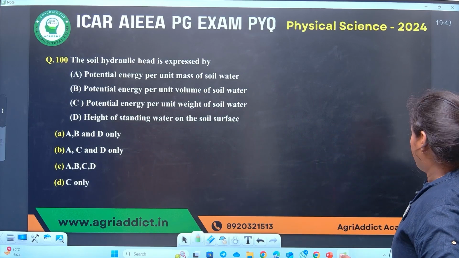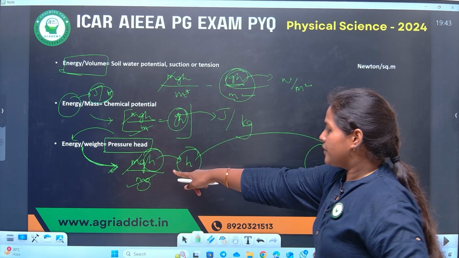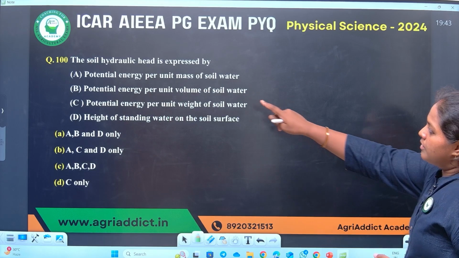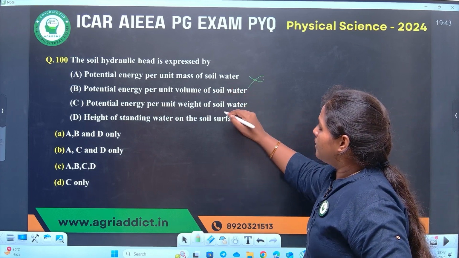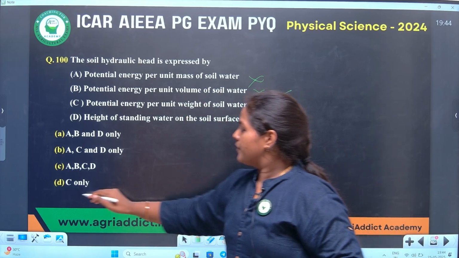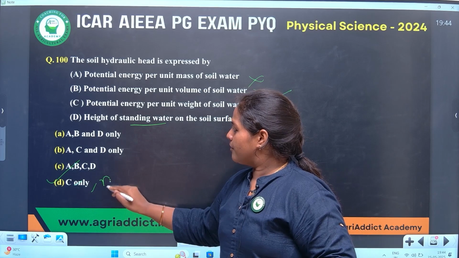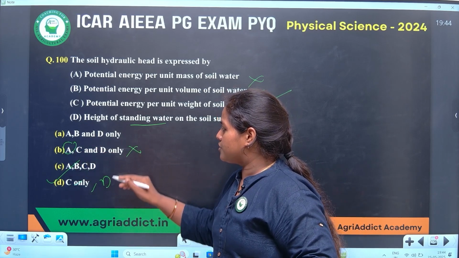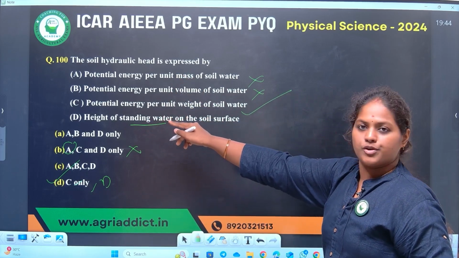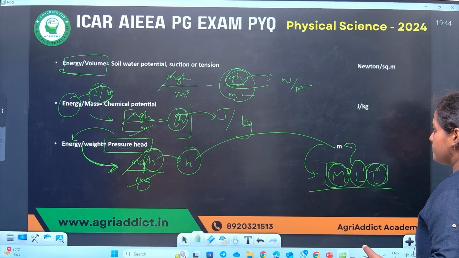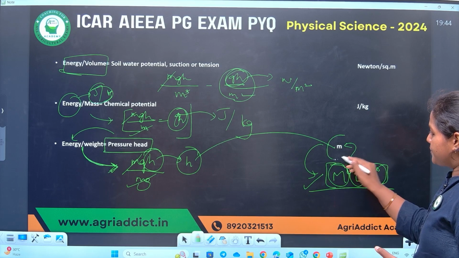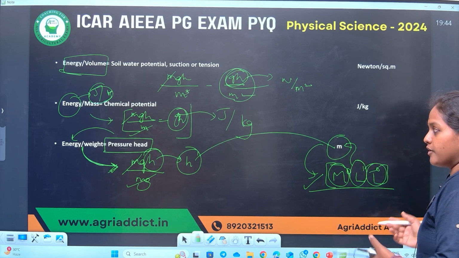Hydraulic head is expressed by. What is the hydraulic head? That is pressure head. This is energy per weight. Potential energy per unit mass, wrong. Unit volume, wrong. Unit weight, right. So answer is C. If they give D also, it is right only. But here A also there, because we are not choosing this one. If they give C comma D, it is also right, because hydraulic head is height of standing water on the soil surface. I hope you got the derivations to derive dimensional formula and also respective SI unit and CGS unit from the given formula.